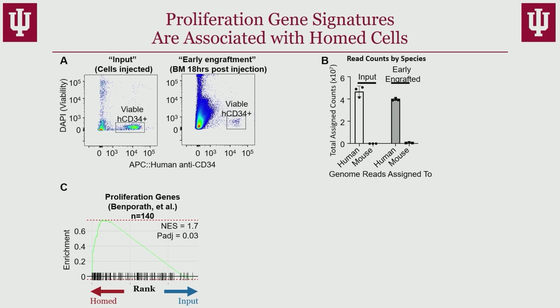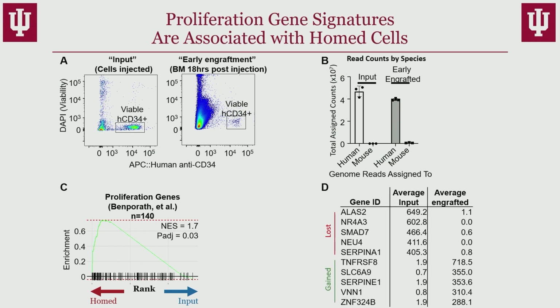But one of the gene programs that popped out from this were proliferation-associated genes, and here's just a representative list of genes that were either entirely lost in that early engrafted cell population or that were completely newly expressed genes in these cells in that early engrafted population.